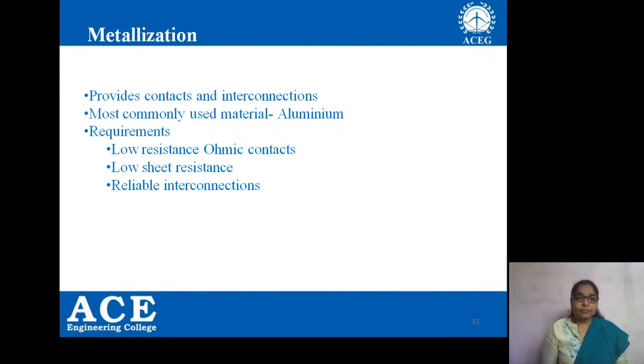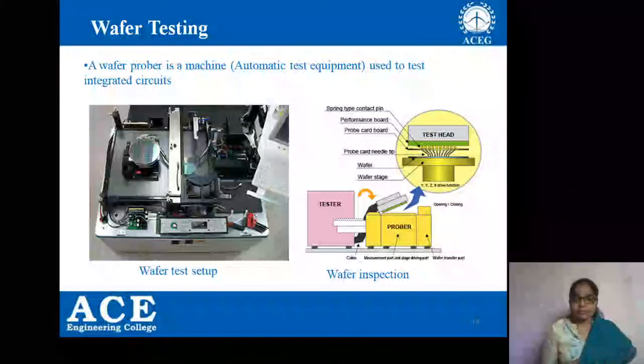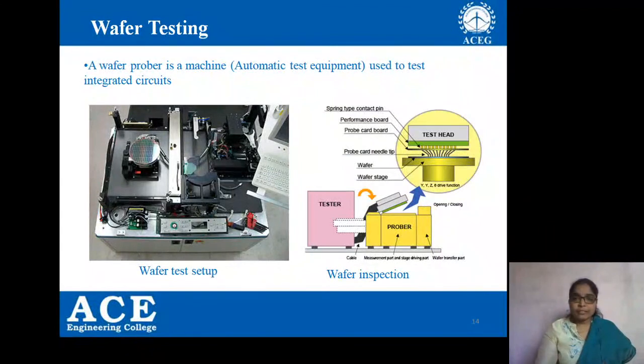The most commonly used material is aluminum. The requirements of the material for this metallization are low resistance ohmic contacts, low sheet resistance, and reliable interconnections. Now coming to wafer testing, this is the equipment used to test the wafers.